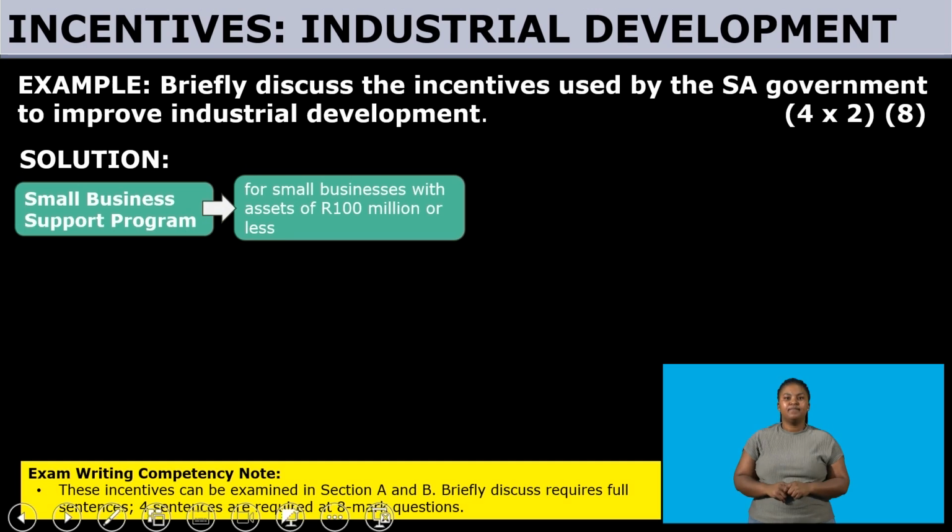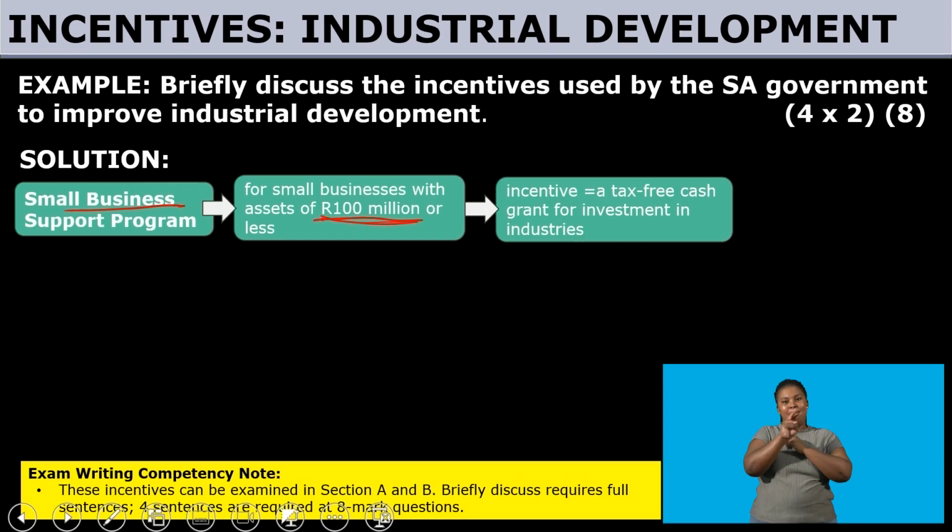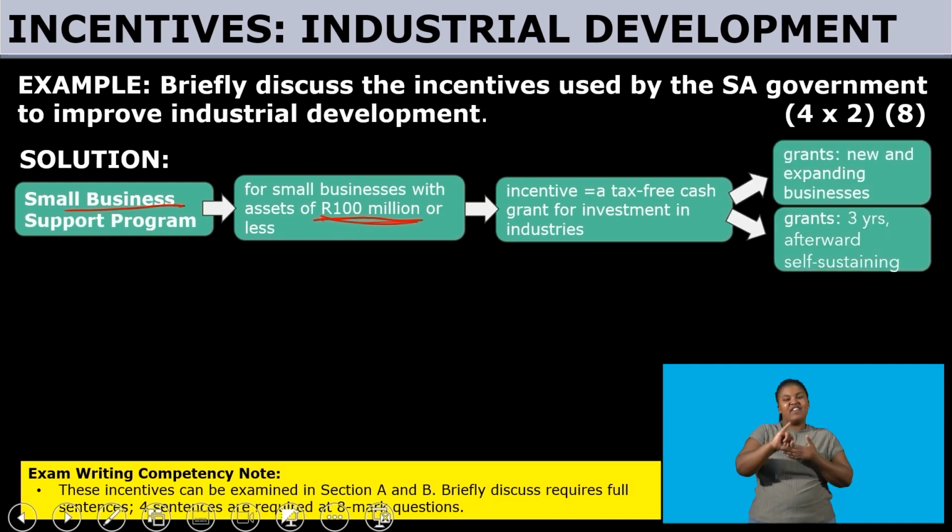So they include one, the small business support program. As the name suggests, small business. This incentive aims to bring support for small businesses with assets of 100 million rand or less. So for a business to qualify as a small business, it should be worth 100 million or less. And the incentive is a tax-free cash grant for investment in industries.